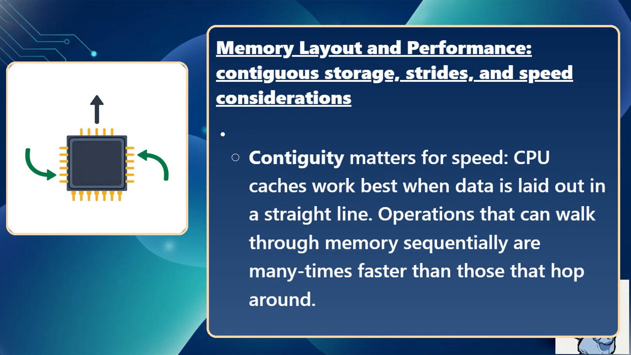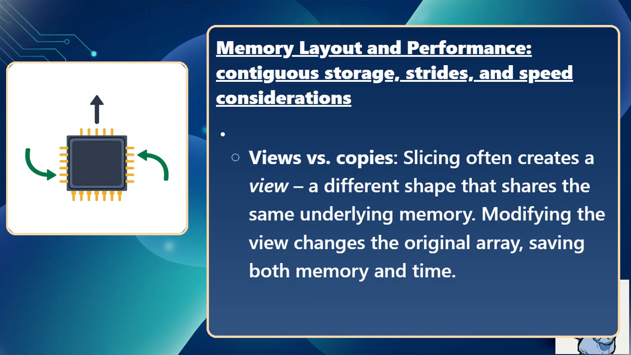Contiguity matters for speed. CPU caches work best when data is laid out in a straight line. Operations that can walk through memory sequentially are many times faster than those that hop around. Views versus copies. Slicing often creates a view, a different shape that shares the same underlying memory. Modifying the view changes the original array, saving both memory and time.